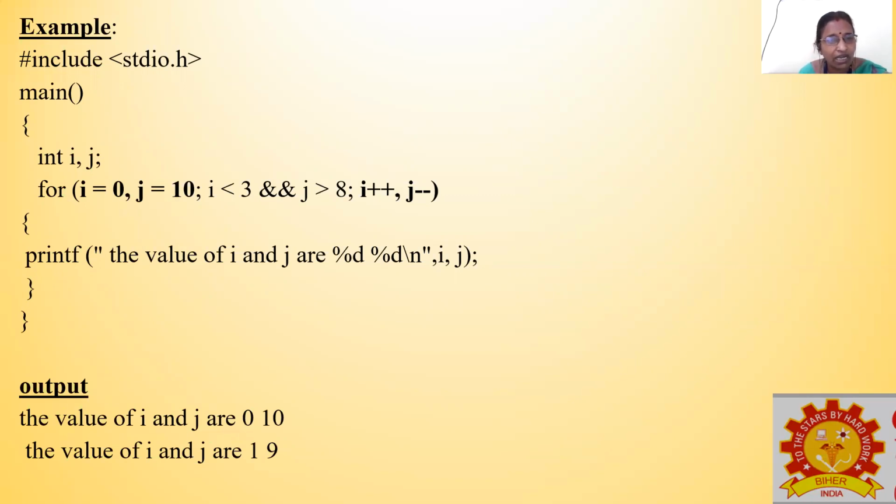When i is incremented, i value will become 1. j is decremented, j value will become 9. That will be printed. Then again i is incremented and j is decremented, but j value should be greater than 8. So only 10 and 9 are printed. So this is a very good example for comma operator which is deployed inside the for loop.